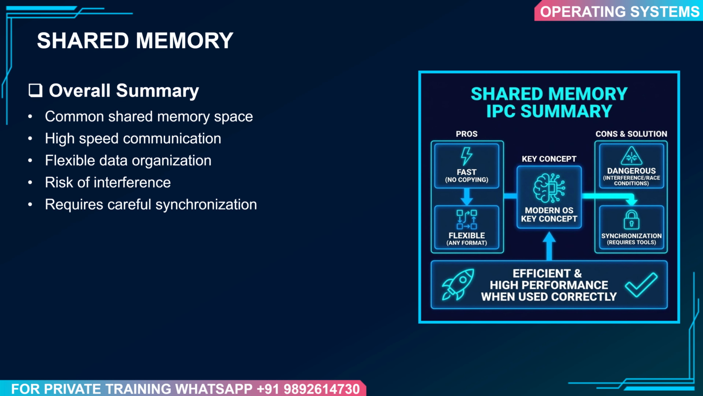To summarize everything in simple terms, shared memory is a powerful way for processes to communicate by sharing a common space in memory. It is fast because it avoids unnecessary copying. It is flexible because processes can organize data in any format they want. But it is also dangerous if used carelessly because multiple processes accessing the same memory can interfere with each other. This is why shared memory is usually combined with synchronization tools. When used correctly, shared memory enables efficient and high performance communication between processes, making it a key concept in modern operating systems.